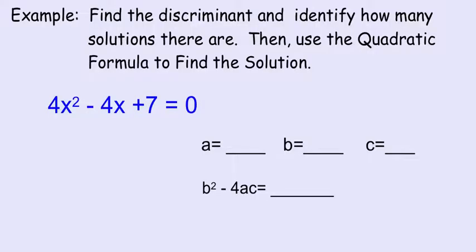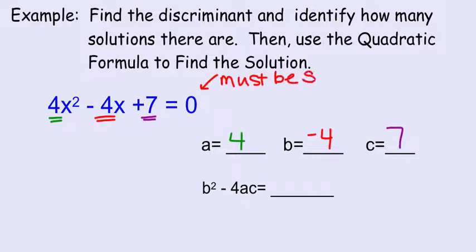Let's go ahead and try these now together. Find the discriminant and identify how many solutions you have. And then we could go out later and use the quadratic formula. We'll do that on the next slide, the next video. So we want to identify the a, b, and c. So this equation is already in standard form. So our a is 4, our b is -4, and our c is +7. Again, it must be in standard form for you to use your discriminant. If it's not in standard form, change it so that it is in standard form.